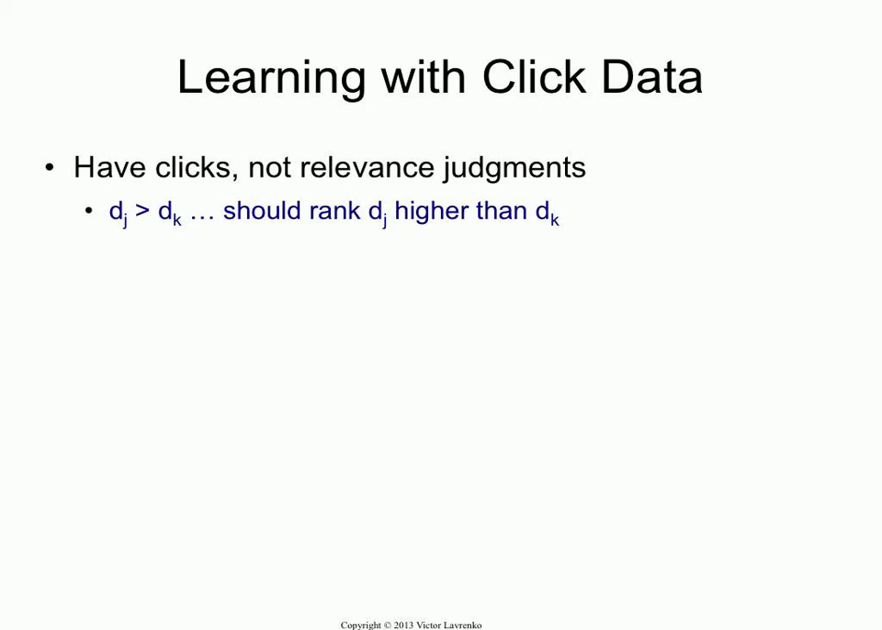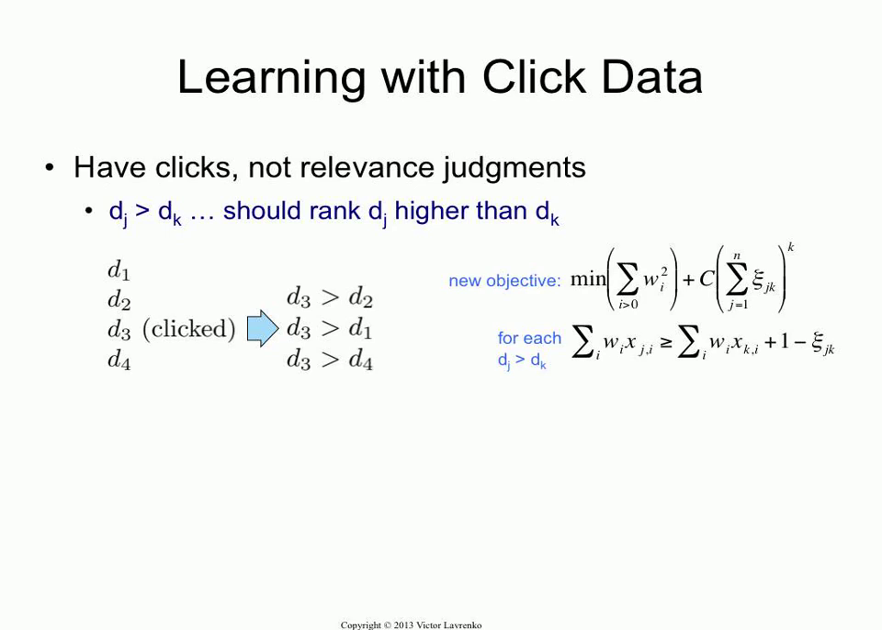You have clicks, and clicks, as we said, indicate preferences. So you had a ranked list, the user clicked on D3, and you have a set of preferences that come up from that. The user preferred document 3 to document 2, and preferred document 3 to document 1. So how can we use those instead of relevance judgments? We talked about how we can use them for evaluation. Remember the Kendall Tau or the BPREF. But how can we use them directly for learning? Because they're not relevance. And the answer is really simple.